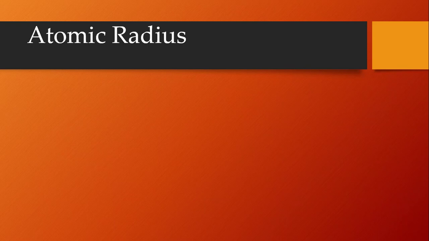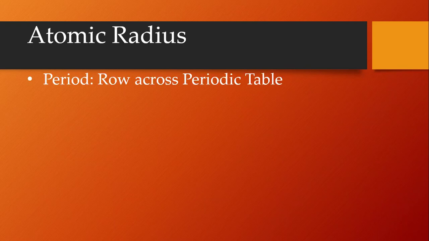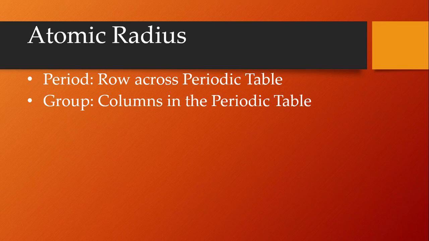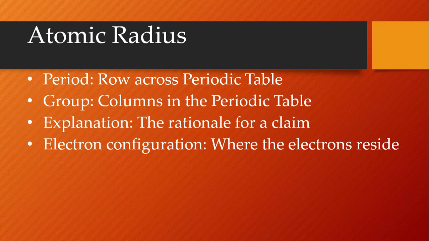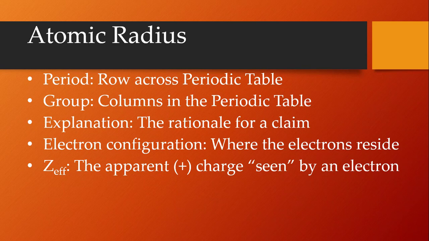Now, just a few things to remember. A period is a row across the periodic table. A group is a column in the periodic table. An explanation is the rationale for a claim. The electron configuration is where the electrons reside. The effective nuclear force, or Zeff, is the apparent positive charge seen by an electron.